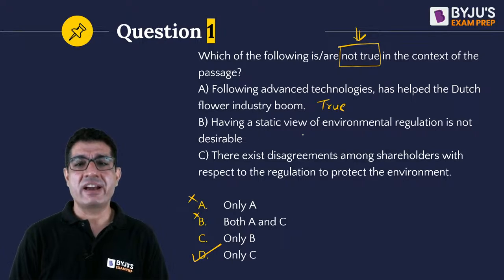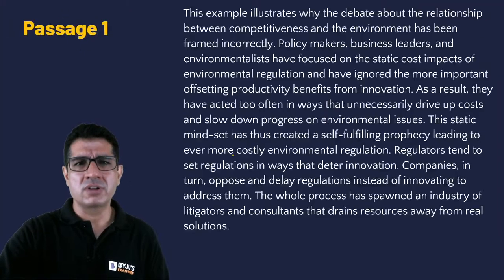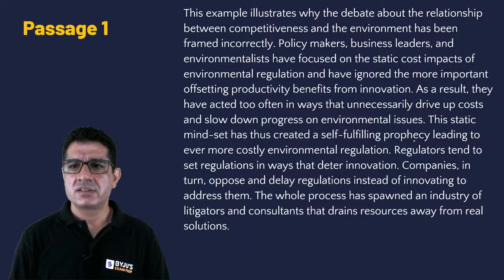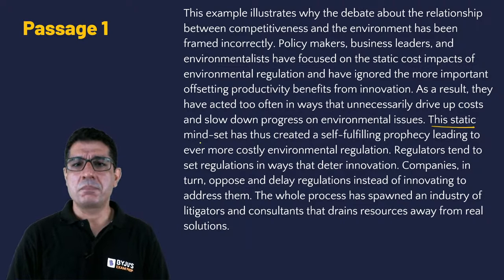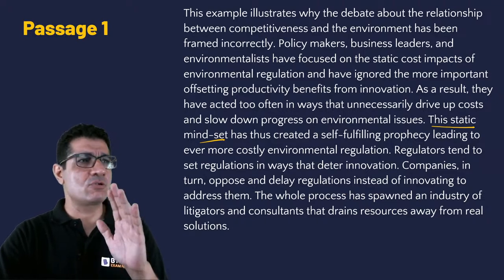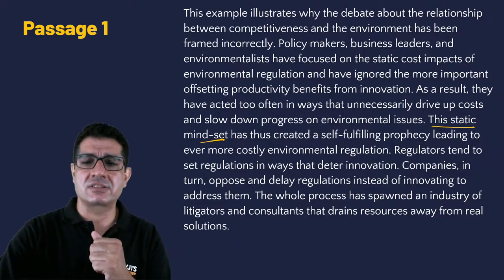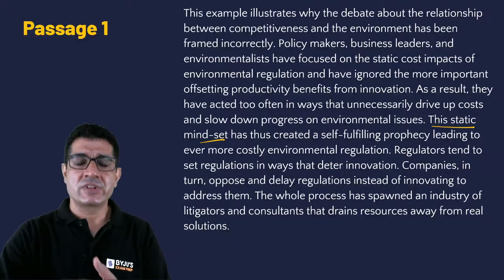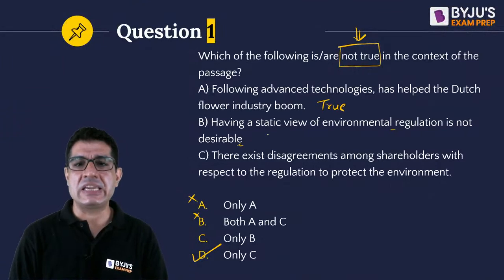So as we look at B, having a static view of environmental regulations is not desirable. True, no? See, this static mindset has thus created a self-fulfilling prophecy leading to even more regulators. So they don't need to look at just this. They do not need to have this mindset where you can either have technological advancements or lower costs. It is in fact mentioned in the first paragraph as well. Okay, so even B is true, can be inferred from the passage.